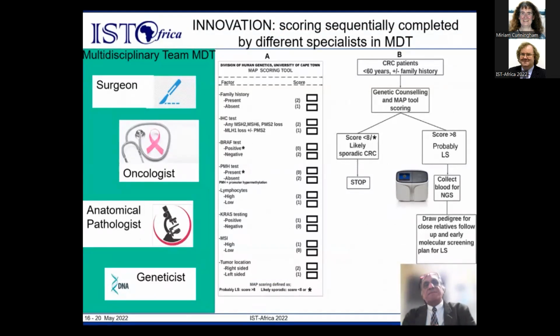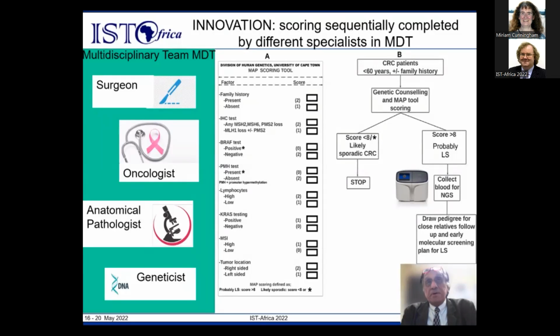On the left-hand panel, what you see is the multidisciplinary team, and this is sort of the pathway the patient would generally traverse through, i.e. consulting a surgeon, and then being referred to an oncologist. The tissue that may be excised from this individual during an operation will be sent to the anatomical pathologist, who then, depending on what is picked up there, would refer the patient to a geneticist.